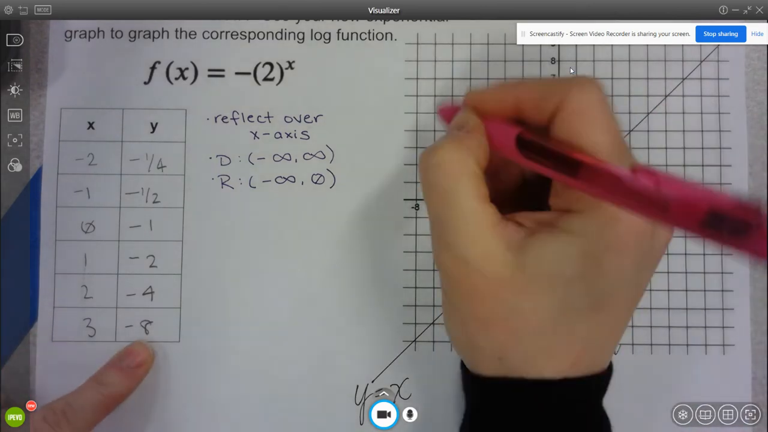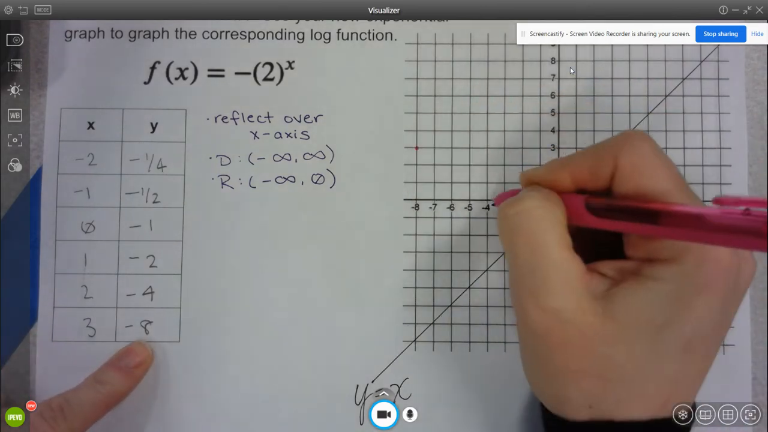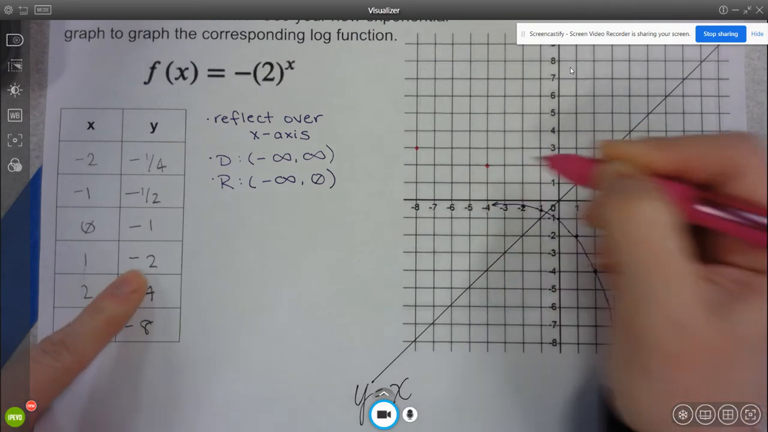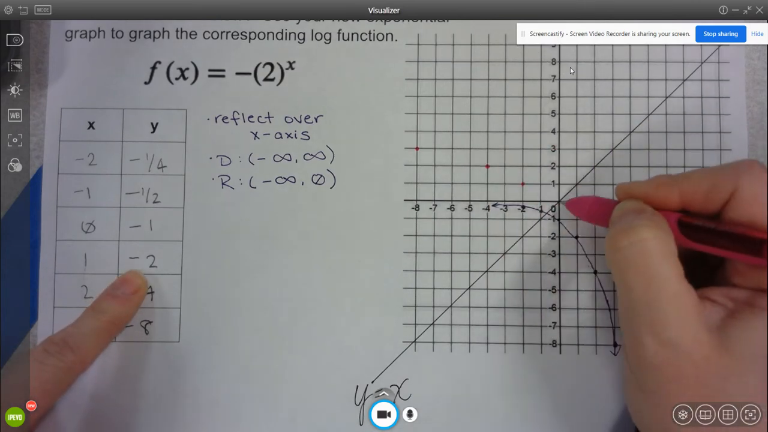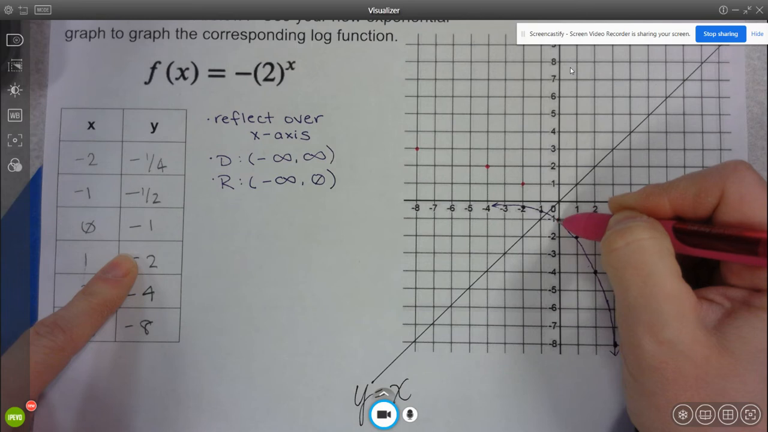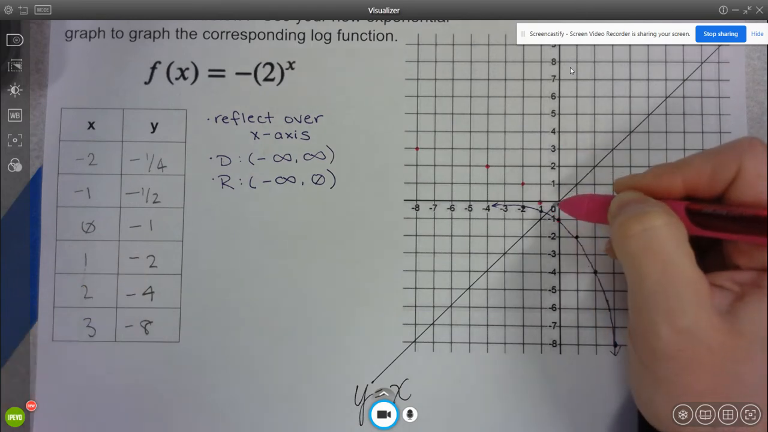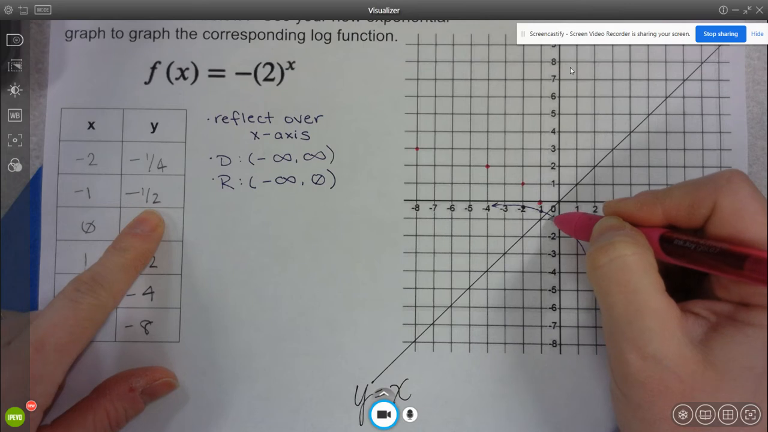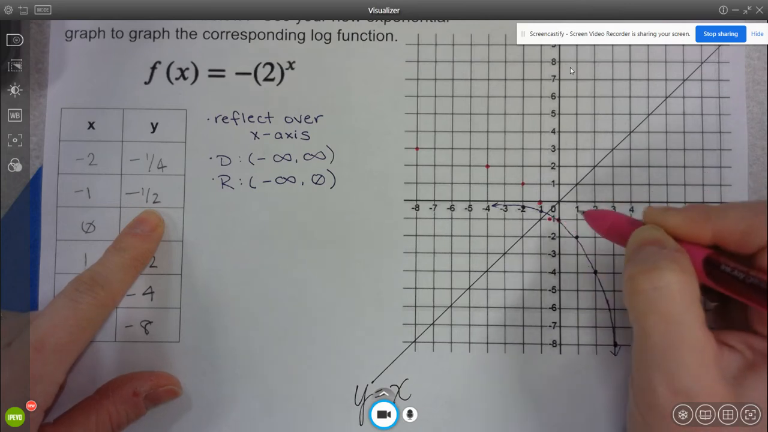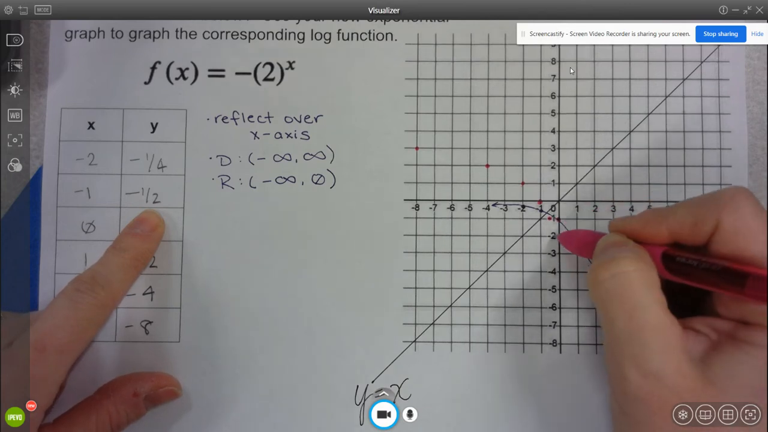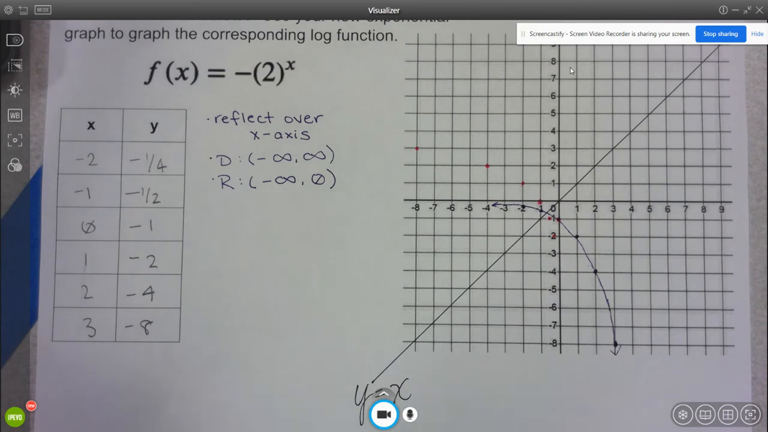So -8 is going to be at +3. -4 is going to be at 2. -2, 1. 0, -1. Oh, excuse me. -1, 0. -1/2. And -1/4. All right.